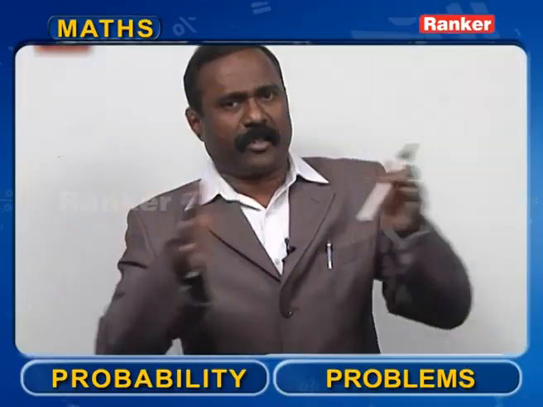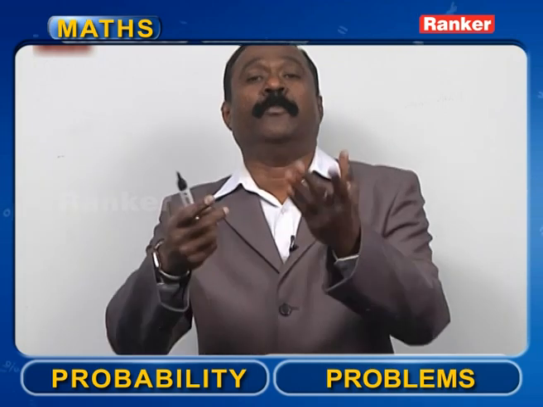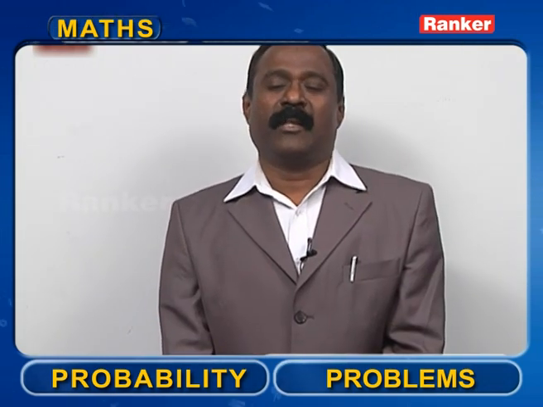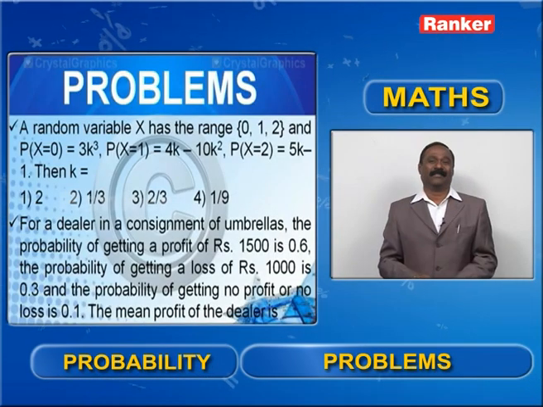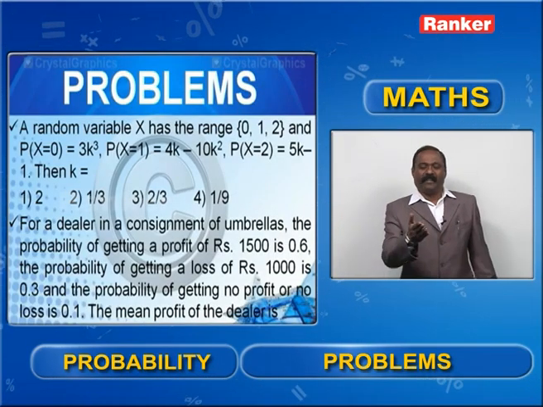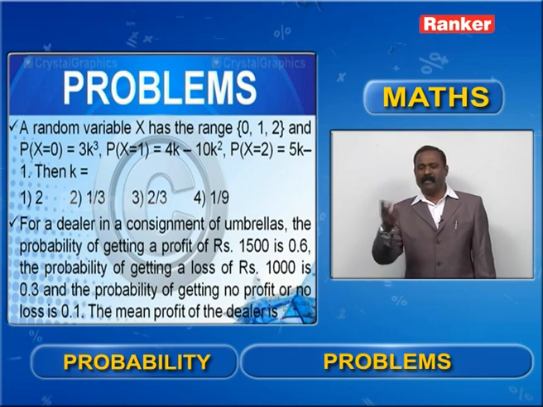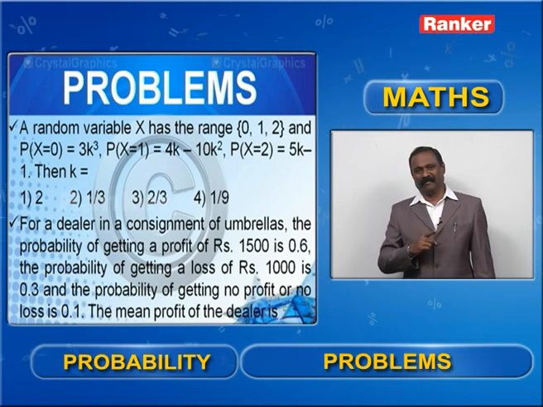So this 1 needs to be distributed. In this case, that 1 is distributed between 0, 1, 2. So the sum of the probabilities is equal to 1. What you have to do then? P of x equal to 0 plus P of x equal to 1 plus P of x equal to 2 is equal to 1.